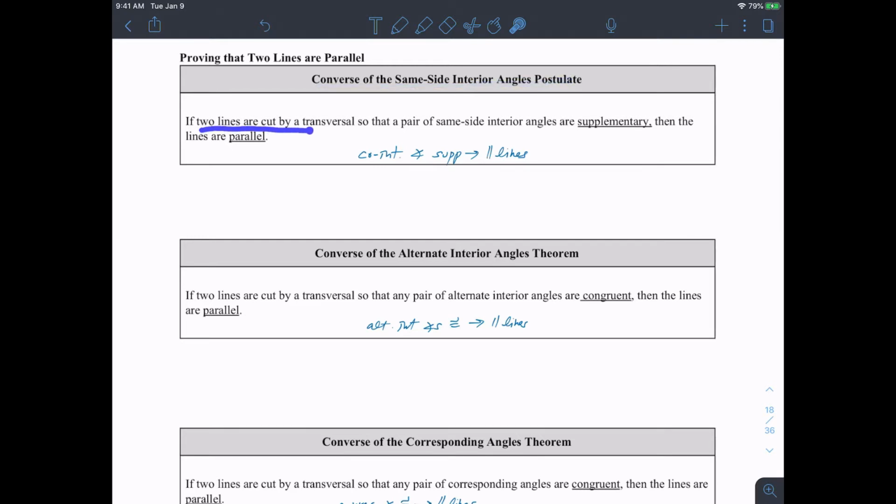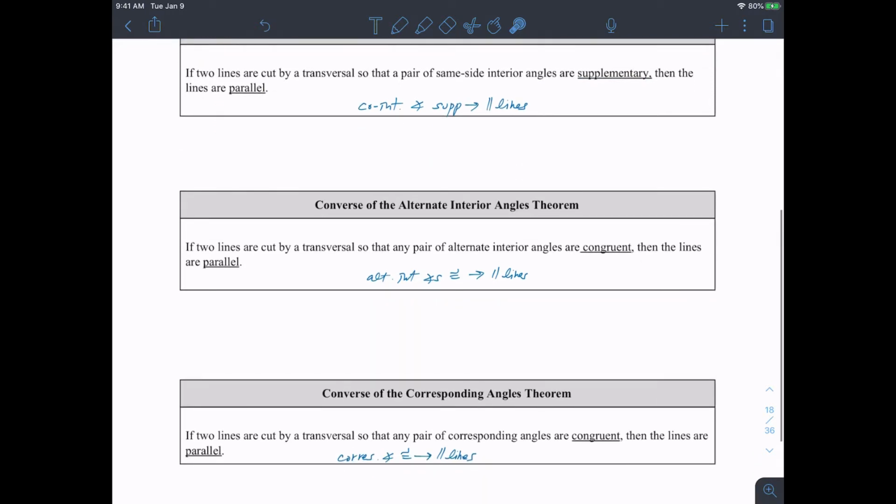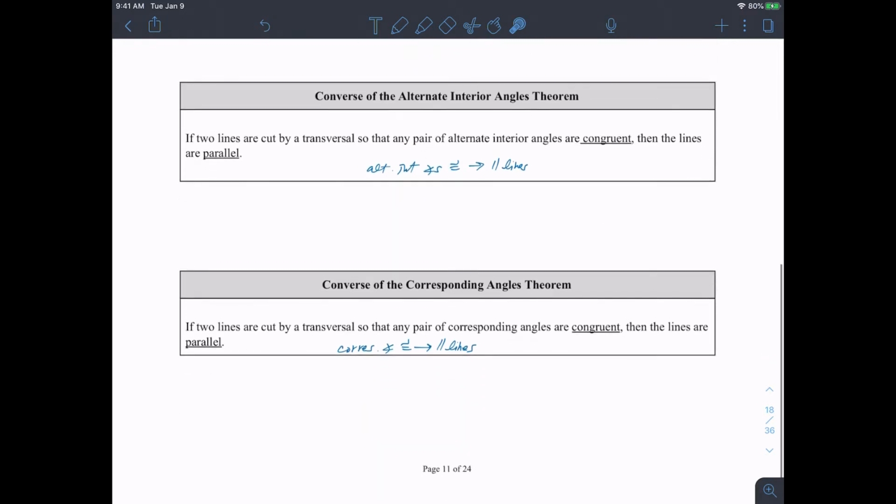If two lines are cut by a transversal, so that the pair of the same side interior angles are supplementary, then the lines are parallel. So that we switch the order in which this was written. And the converse of the alternate interior angle says, if two lines are cut by a transversal so that the pair of the alternate interior angles are congruent, then the lines are parallel. So if alternate interior angles are congruent, then the lines are parallel. I mean the lines that were cut, that is, right?